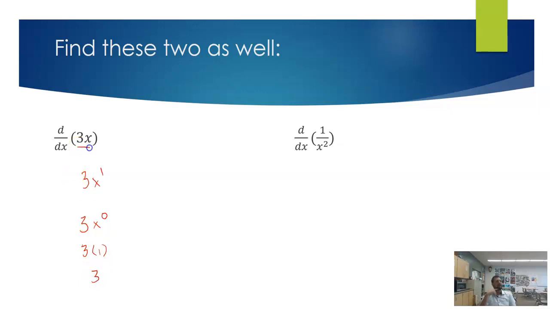Many people, when they look at the derivative of 3x, say, oh, the derivative is just 3. And that is correct, but they don't know why. So we just kind of walked through that right there.